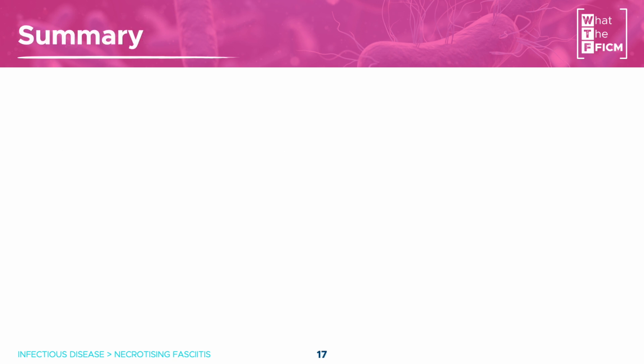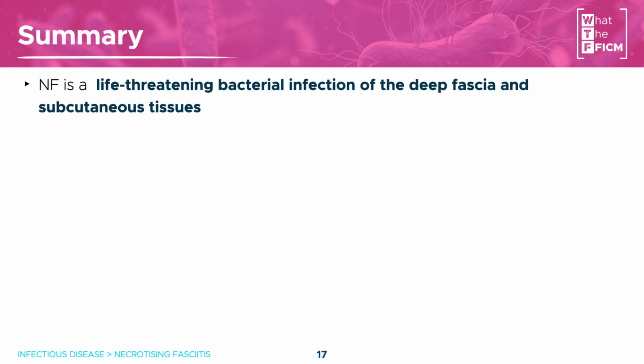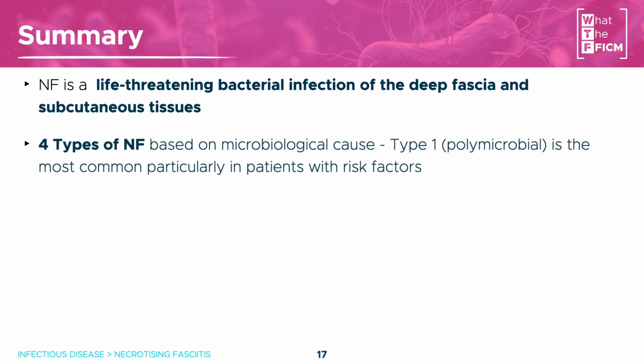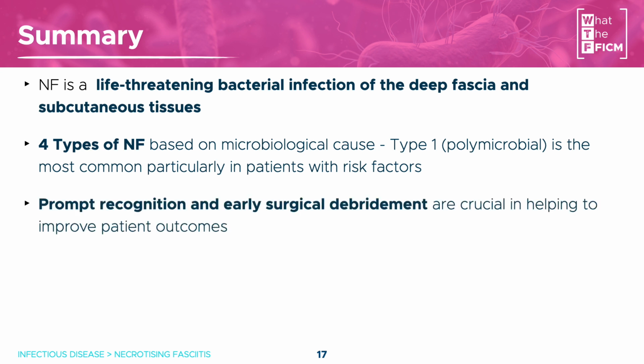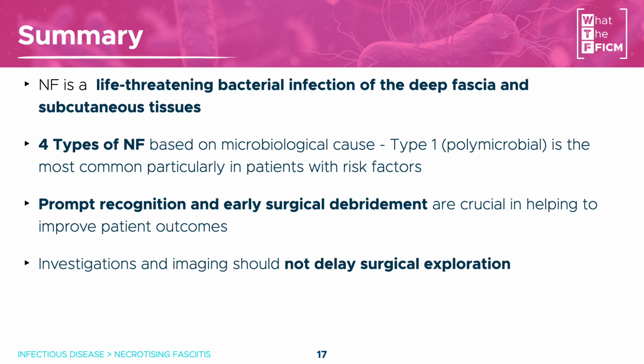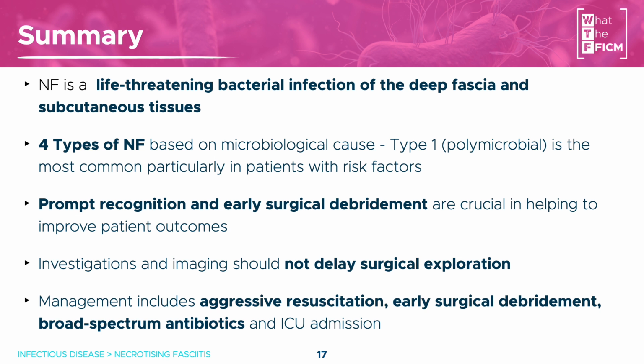So in summary, necrotizing fasciitis is a life-threatening bacterial infection of the deep fascia and subcutaneous tissues. There are 4 types of necrotizing fasciitis based on the microbiological cause. Type 1 or polymicrobial is the most common, particularly in patients with risk factors. Prompt recognition and early surgical debridement are both crucial in helping to improve patient outcomes and reduce mortality. Importantly, investigations and imaging should not delay surgical exploration. And management includes aggressive resuscitation, early surgical debridement, broad-spectrum antibiotics, and intensive care admission.